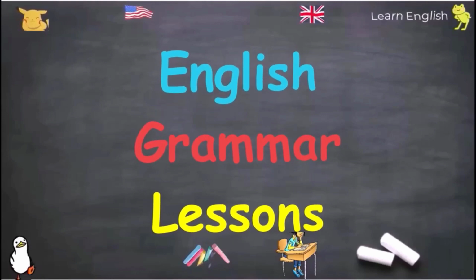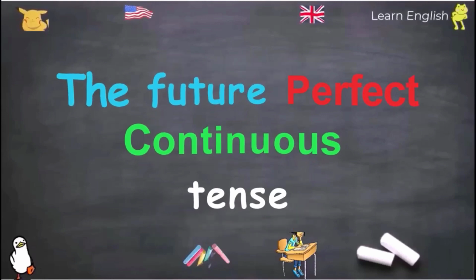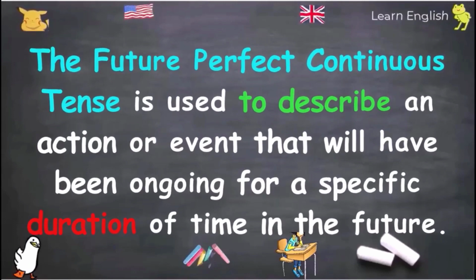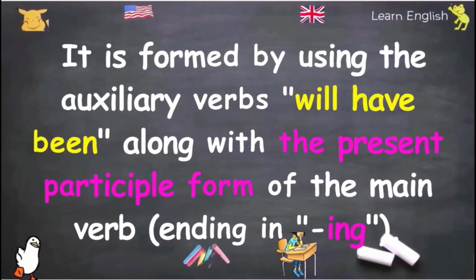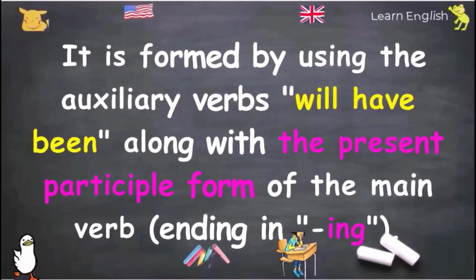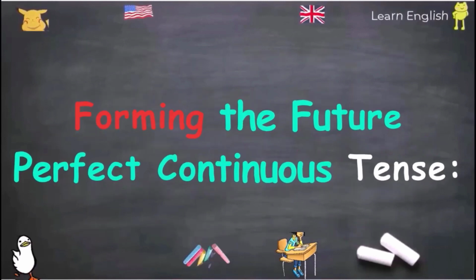English grammar lessons. The future perfect continuous tense. The future perfect continuous tense is used to describe an action or event that will have been ongoing for a specific duration of time in the future. It is formed by using the auxiliary verbs will have been, along with the present participle form of the main verb, ending in ing. Forming the future perfect continuous tense.